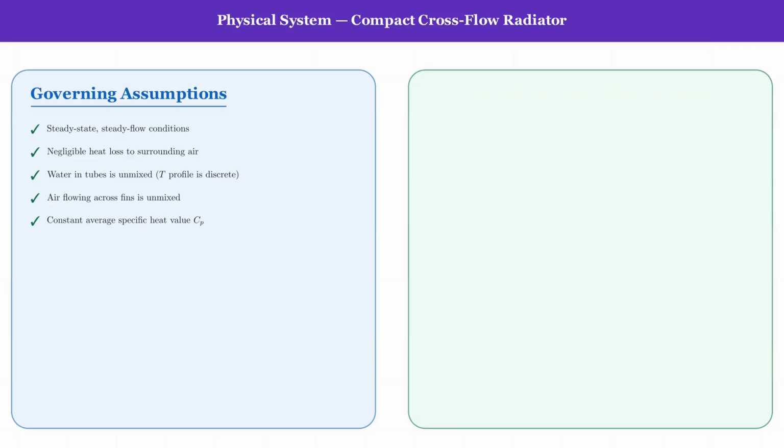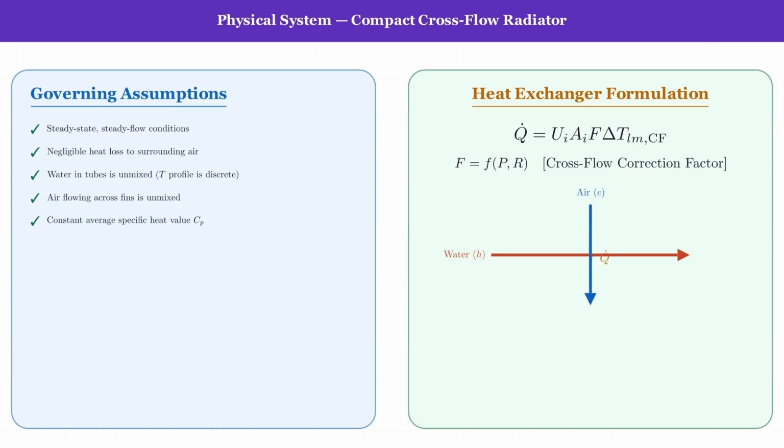And fifth, the specific heat of water is treated as constant, evaluated at the mean bulk temperature of the hot stream. For liquid water over a 25-degree range, this is an excellent approximation. On the right, we state the governing equation that frames the entire analysis. The heat transfer rate equals the product of the overall coefficient, the inner surface area, the cross-flow correction factor F, and the log mean temperature difference referenced to the counterflow arrangement. Written compactly, Q dot equals U sub I times A sub I times F times delta T LMCF.